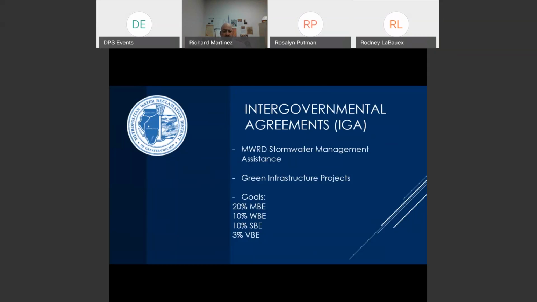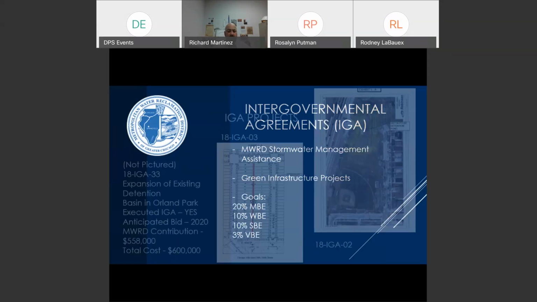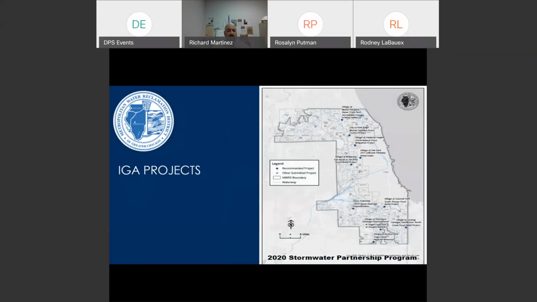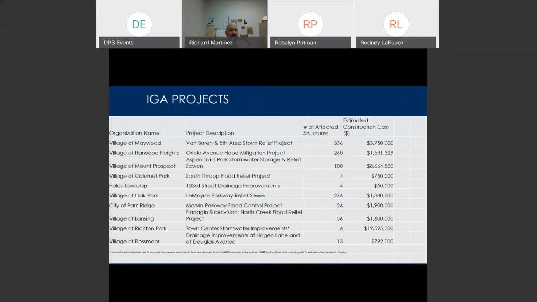And here in the diversity section, we monitor, and we'll apply our goals to the district's portion of that project. This is our current map to show you where some of the projects are taking place. But these are still some projects that are yet to go out.